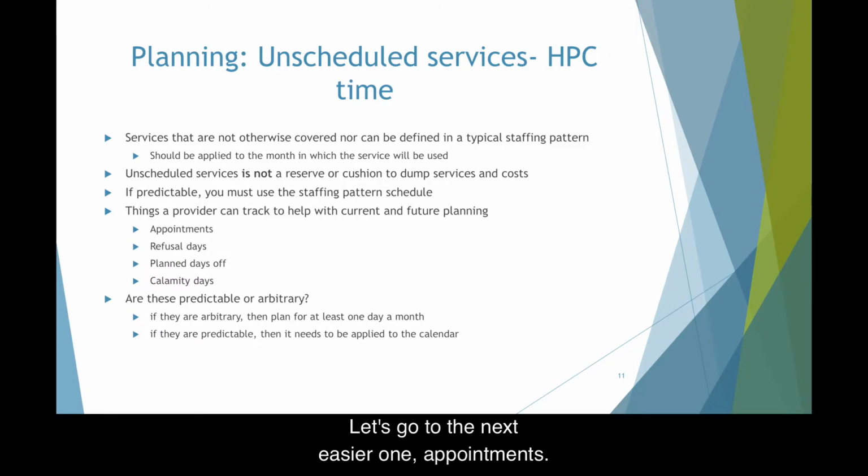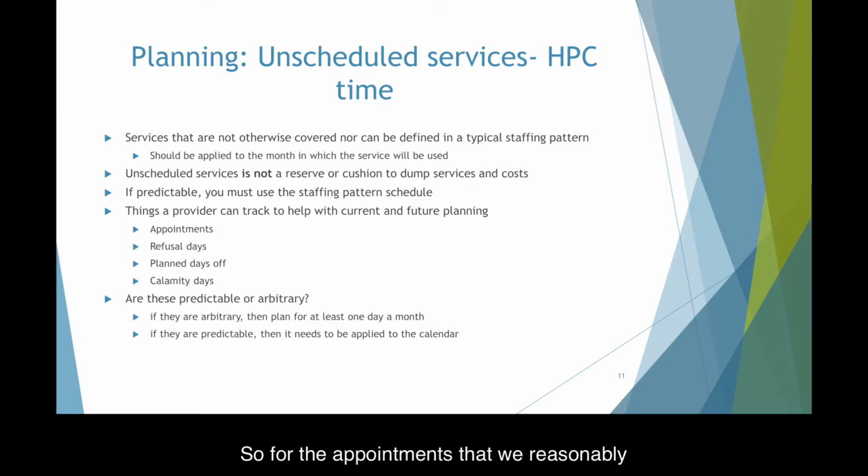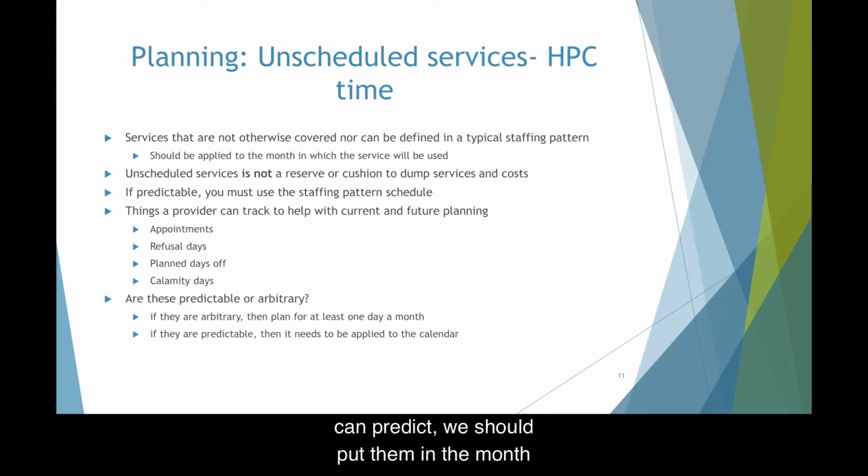Let's go to the next easier one, appointments. Some appointments we know when they're going to occur, some appointments we don't. Someone might go to the dentist 2 times a year. If they're going to go to the dentist 2 times a year and they go in June, then it's likely that they're also going to go in December, because it's typically every 6 months. So for the appointments that we reasonably can predict, we should put them in the month that they are going to occur.